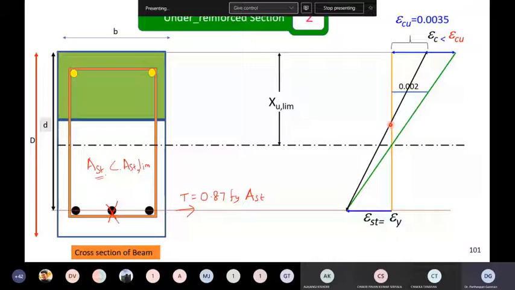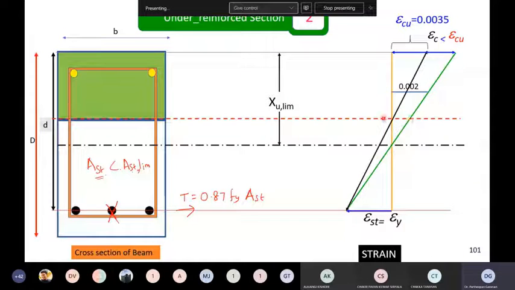Now at this point, this is your diagram. This is your actual neutral axis. This is actual neutral axis where this is XU and XU is less than XU limit. Such a section is called under reinforced section. In under reinforced section, three things please note down. XU is less than XU limit.